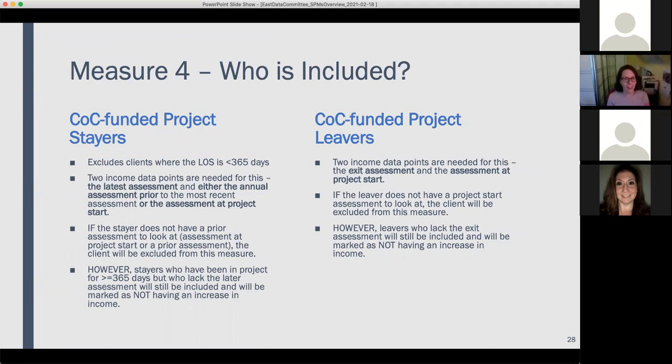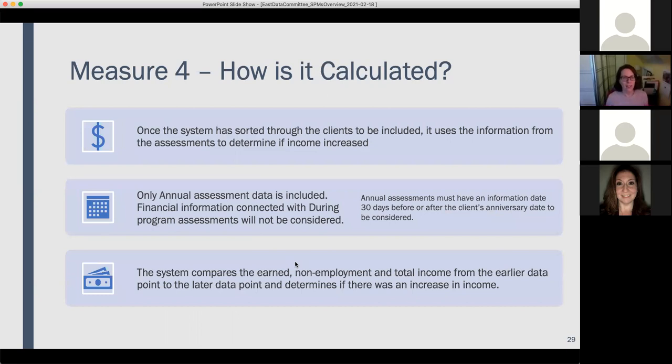If you have a stayer without an earlier assessment, the system will actually just ignore that person. And the same for leavers. If a leaver doesn't have a project start assessment, they're going to ignore that person. However, if they have had their assessment at some earlier point or at project start, but they never got a later assessment, they're going to count the person and they're just going to count them as having no increase in income. So that's sort of the scenario we try to avoid by hounding people to do their assessments. And I think the biggest thing that folks can do is just make sure they do the assessments when they're supposed to.